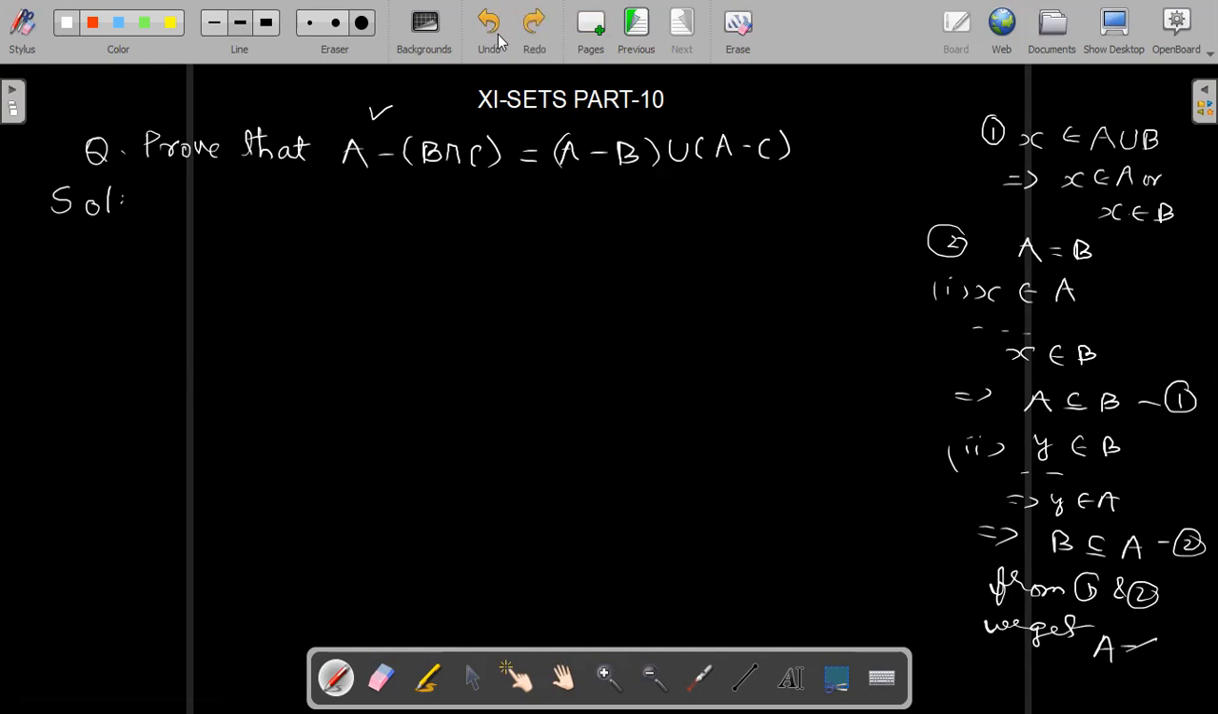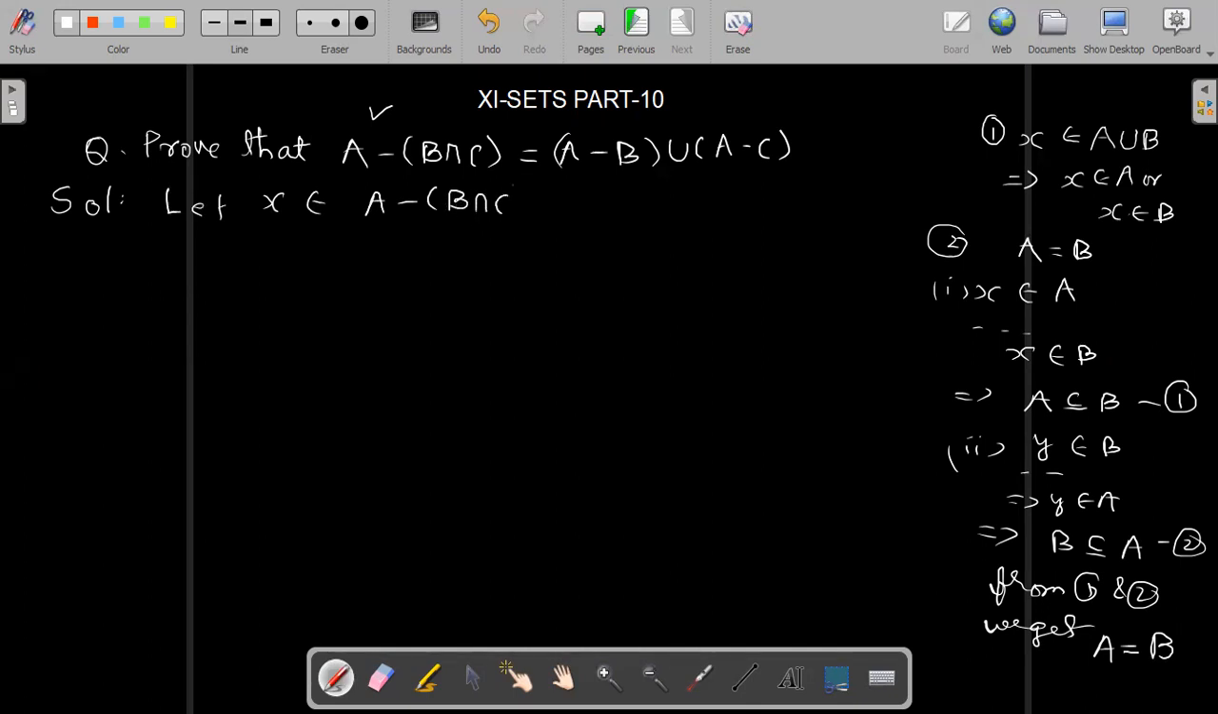This is called set theory actually. To prove A is equal to B, we have to prove two things. Similarly here, we have to prove A minus B intersection C is equal to A minus B union A minus C. So first we will take an element. Let us start with X. Let X be an element which belongs to A minus B intersection C.